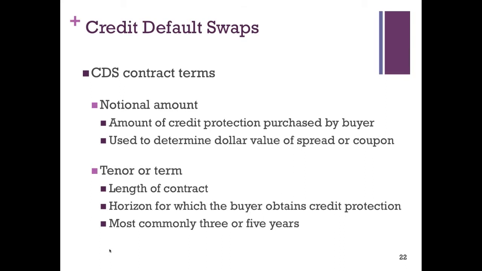Again, there'll be a tenor or term. The vast majority of credit default swaps are standardized contracts, which are normally 3 or 5 year contracts. Now note, I didn't say between 3 and 5 years, I said 3 or 5 years. Counterparties can negotiate any length of contract they prefer, but the vast majority of CDS are either 3 or 5 year contracts because those are the two standardized lengths under the ISDA standardized contracts.